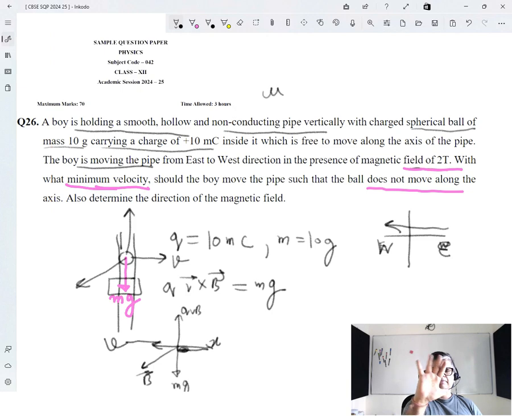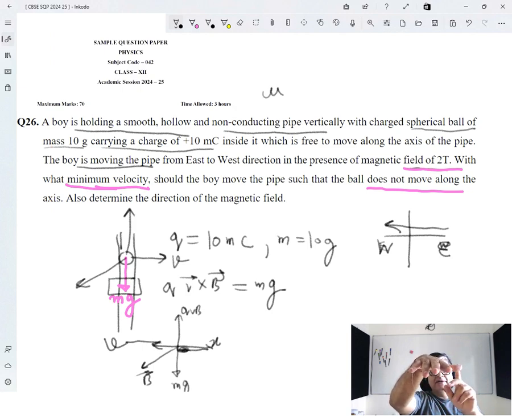My magnetic field is inside. My velocity is west to east. If I use this, now what I do is, my velocity is from east to west. My magnetic field is fixed, and the direction of velocity is fixed from east to west. Magnetic field is inside, the force is coming down.